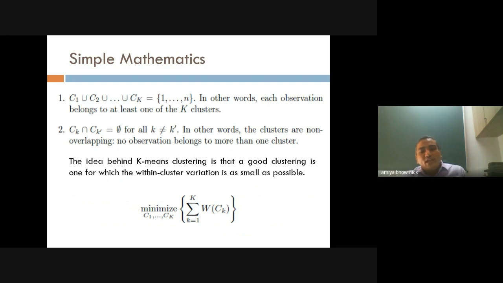The idea behind k-means clustering is that we want clusters for which the within-cluster variation is as small as possible. So if you decide to make K clusters, and W(C_k) is the variation within the clusters, you take the sum of these variations and minimize it with respect to C1, C2, ..., CK. This is the main idea of clustering.